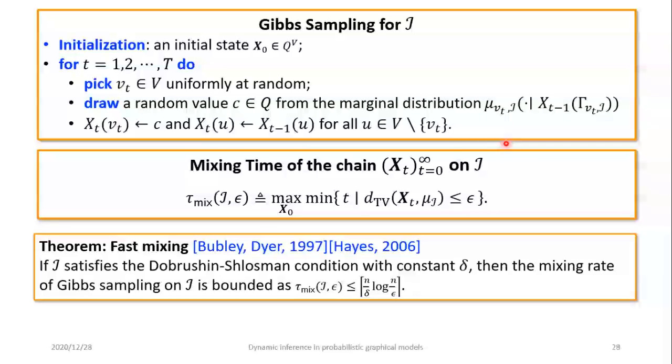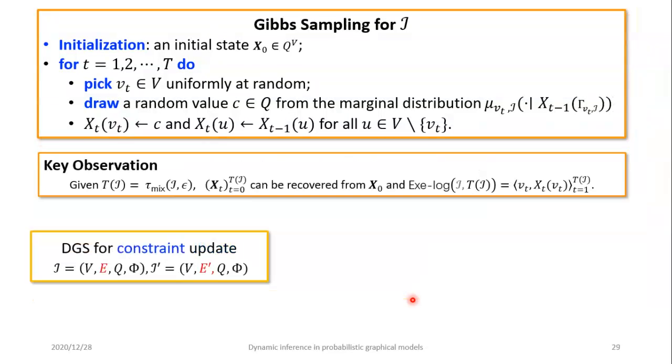The mixing time of a Markov chain is the number of steps needed to achieve a given total variation distance. Though Gibbs sampling is simple, it can be proved that if the instance satisfies the Dobrushin-Shlosman condition, then the chain of Gibbs sampling is fast mixing. Thus, it's easy to obtain the following observation.